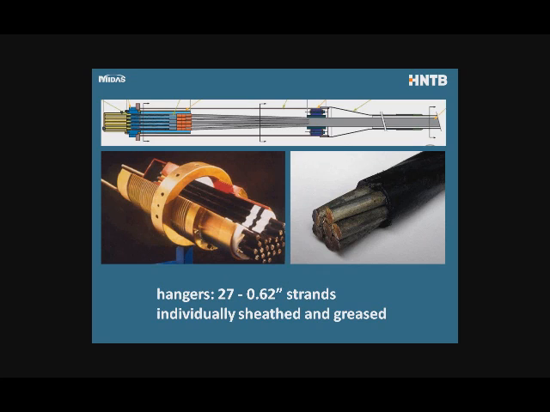The sheathing and the greasing is there for corrosion protection. And then on Blennerhassett, we had 27 of those in the bundle. The whole system is encased in an HDPE pipe. And you can see in the lower left corner, this is a view of the anchorage. You can see the strands running into the anchorage. They've cut away 1/4 of the anchor.